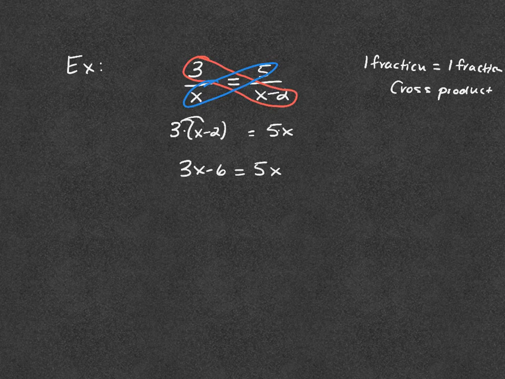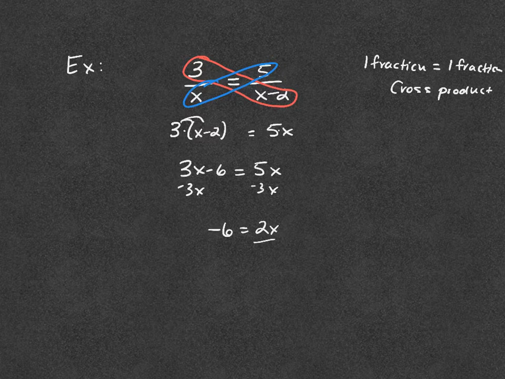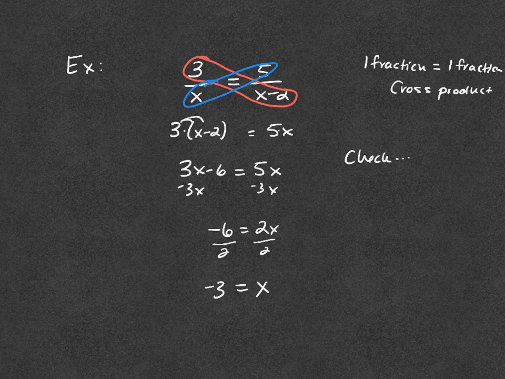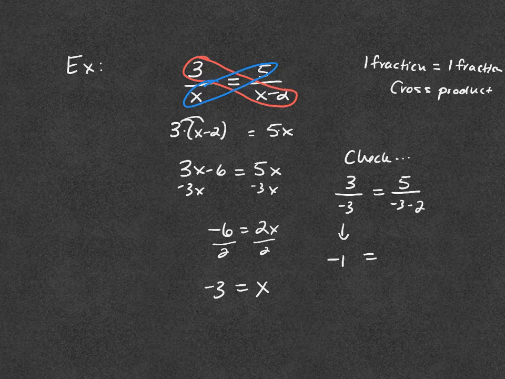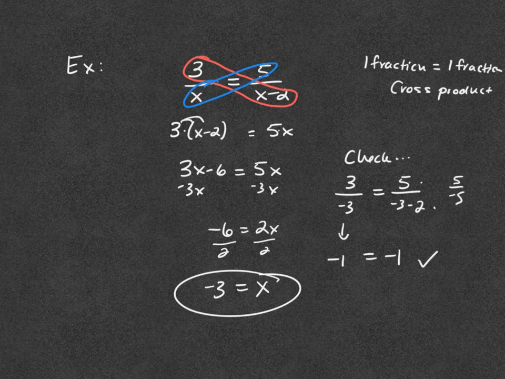Then we have to solve some type of equation, whether it be linear or quadratic. Here we'll get all the x's on the same side, and then divide both sides by 2 to get x alone. So we get negative 3 is equal to x. And we always need to check our work. So 3 divided by negative 3, is that going to be equal to 5 over negative 3 minus 2? We simplify this side to be negative 1. Here we get 5, and on the bottom this is negative 5. So 5 divided by negative 5 is also negative 1. So this is our answer.